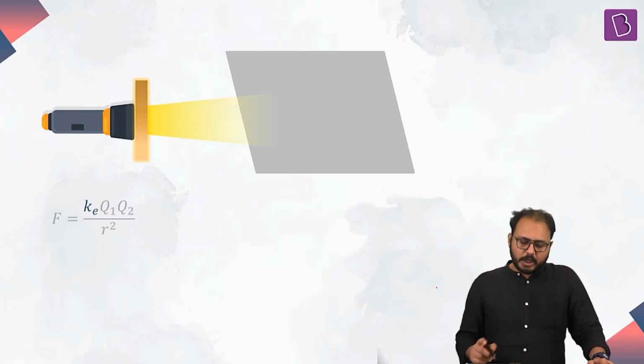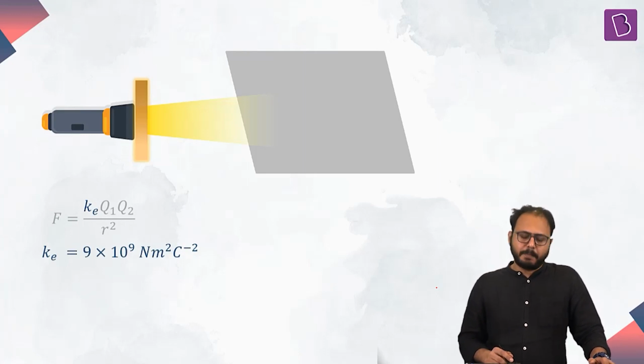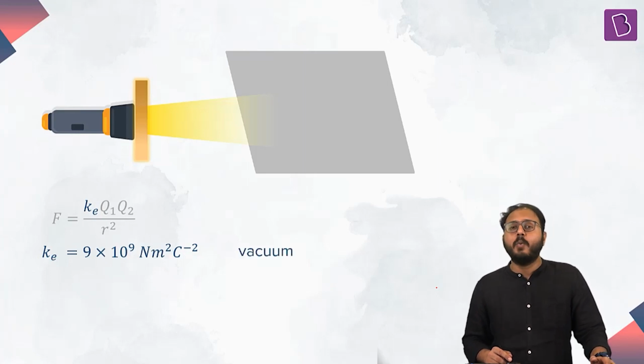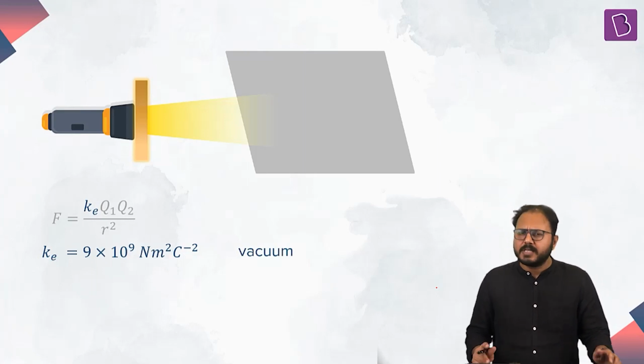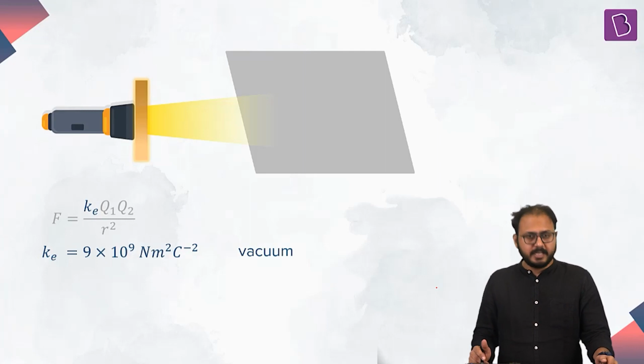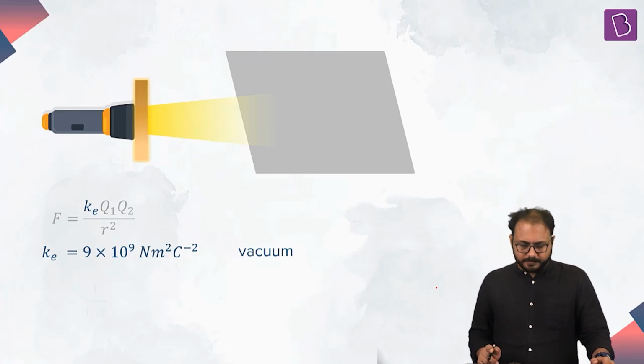F equals K Q1 Q2 by R square. K value is 9 times 10 to the power 9 Newton meter square per Coulomb square. But this value is only in vacuum or free space, as they say. What happens if there is a medium in between? This value will change? Absolutely yes, this value will change. Does that mean the force between the two charges will change? Well, let me not commit too early. Let's go step by step.